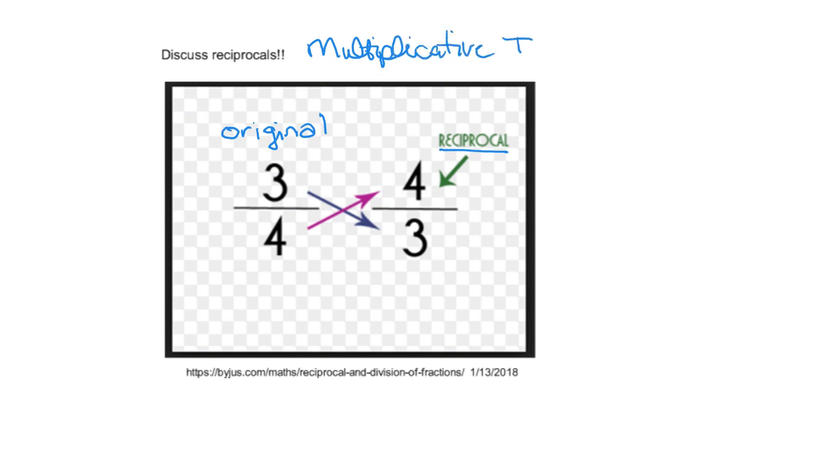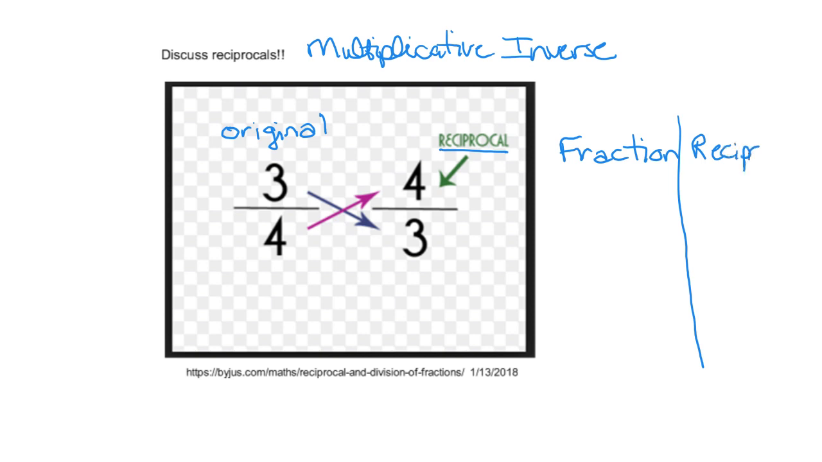Multiplicative, a fancy name for reciprocals. All right, so for instance, let me give us a little table here for some examples. Say the fraction, my original fraction, and then we'll say reciprocal. So if I gave you 5 over 6 and I asked you to write the reciprocal, you would just invert it and give me 6 over 5.